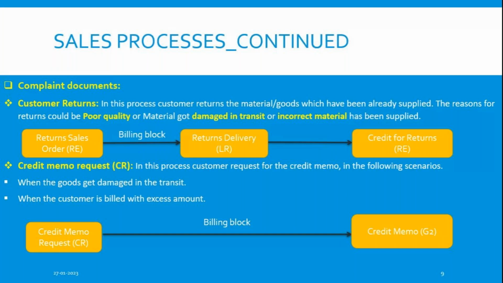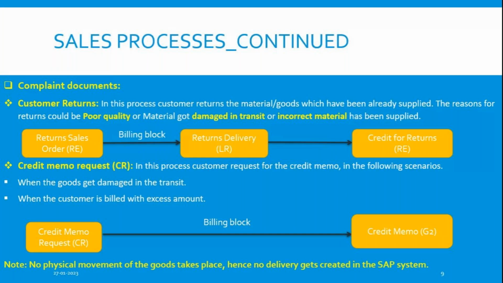Okay, you see this note: no physical movement of the goods takes place, hence no delivery gets created in the SAP system. Very, very, very important point. We put this same question in the interview: why is there no delivery document created in the credit memo request scenarios? Just a question like that. Then the candidate should know in what situations a credit memo request is created and why delivery is not there. Okay, questions come from the concepts only, right?